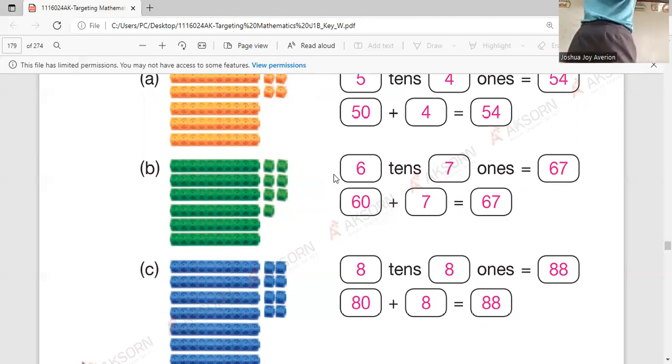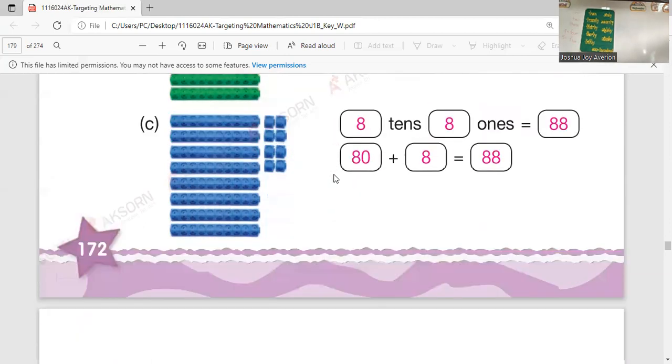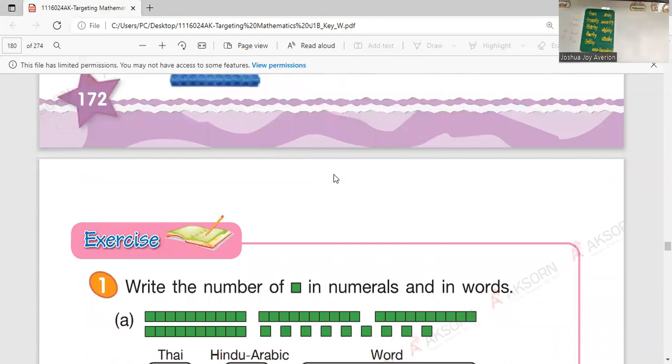Okay, so now let's answer exercise number 1. If we don't have time, we're going to continue it as your homework, okay? Here, you're just going to do what you do on the previous one. You're going to count how many rows or how many groups of 10. 1, 2, 3, 4. 4 tens is equal to 40. How many ones? 1, 2, 3, 4, 5, 6, 7, 8, 9. So 9.